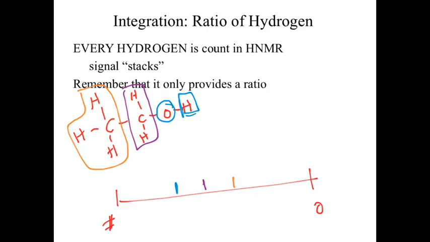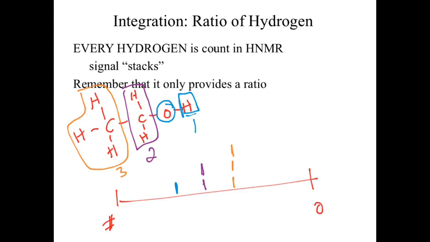Well, remember, in hydrogen NMR, every single hydrogen is counted. So if we go through and look at this structure, let's assume there's just one molecule there. How many blue hydrogens are there? There's just one. How many purple hydrogens are there? 2. And our orange hydrogens, there's 3. Our signal is only going to be as tall as the number of hydrogens counted. So in the case of our blue, we've got 1 signal. In the case of our purple, there's 2, because there's 2 hydrogens. And in the case of our orange, we would expect 3.